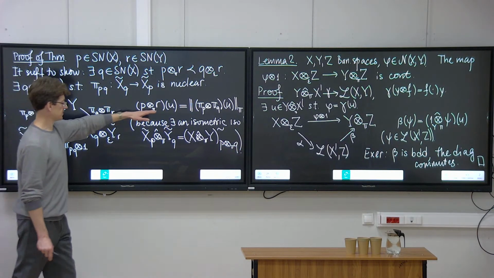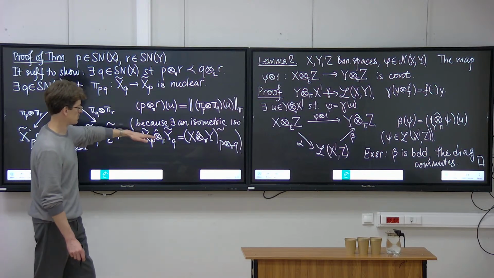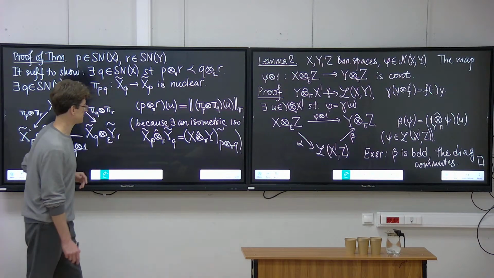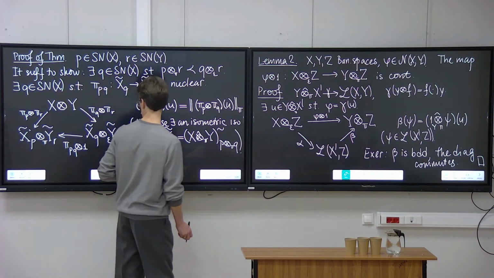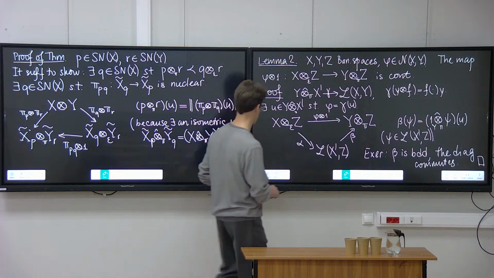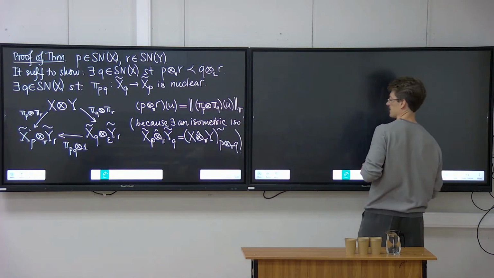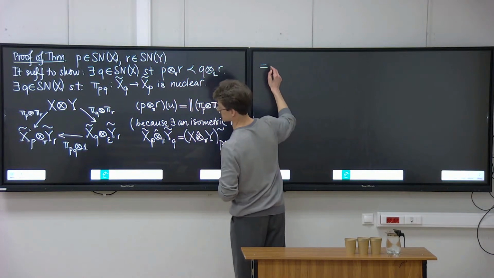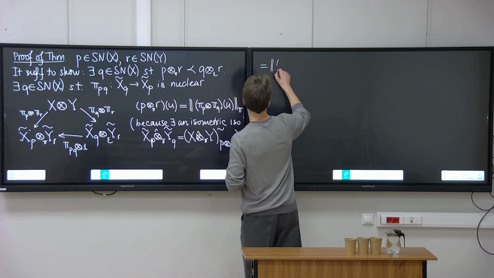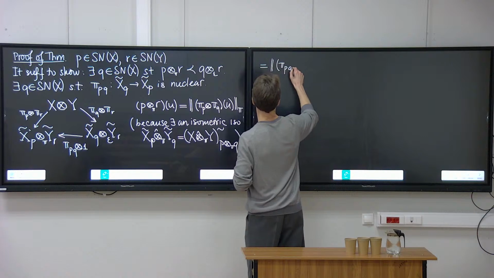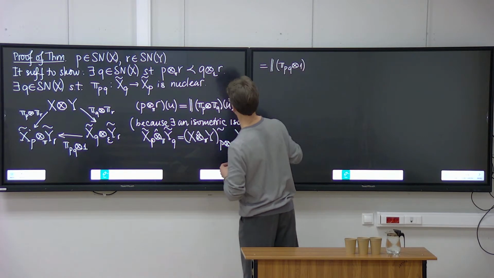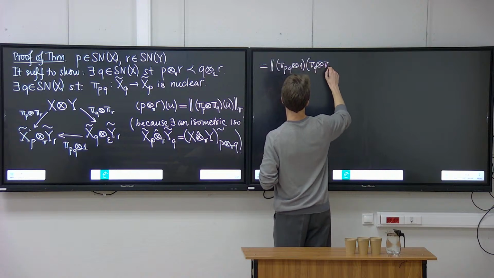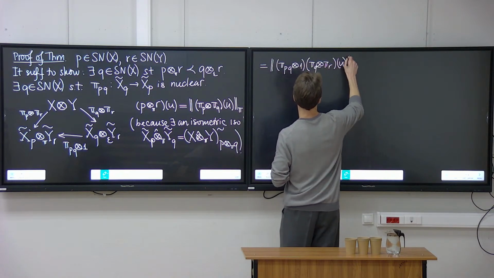So as a result, this projective tensor seminorm comes from here, but these spaces are isomorphic, so we have this equality. So let's now continue this calculation. The diagram commutes, so this can be written as pi pq tensor 1 composed with pi q tensor pi r applied to u.